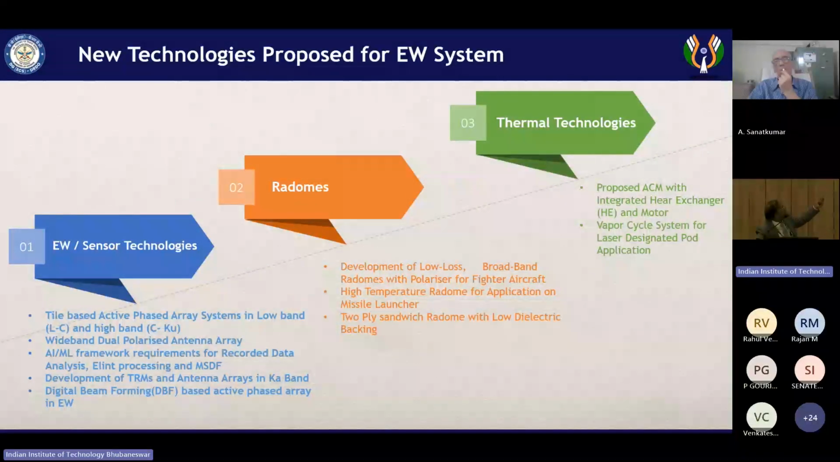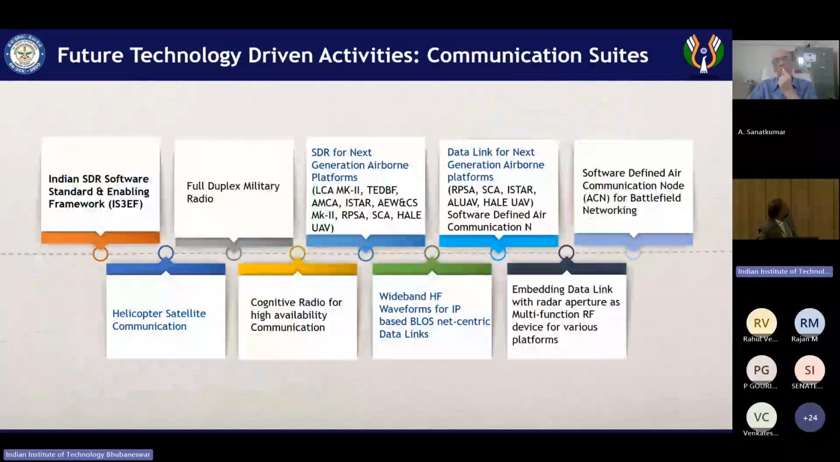These are for EW also, similar systems which we are working on. Lots and lots on EW, electronic warfare, sensor technology, radomes. Radomes are going to be very, very important challenges for the future. You understand what is called a radome? It protects the aircraft from the front, inside which our system works. And of course, thermal technologies.